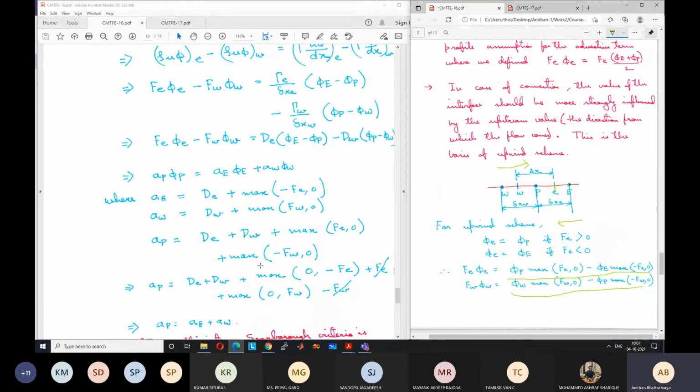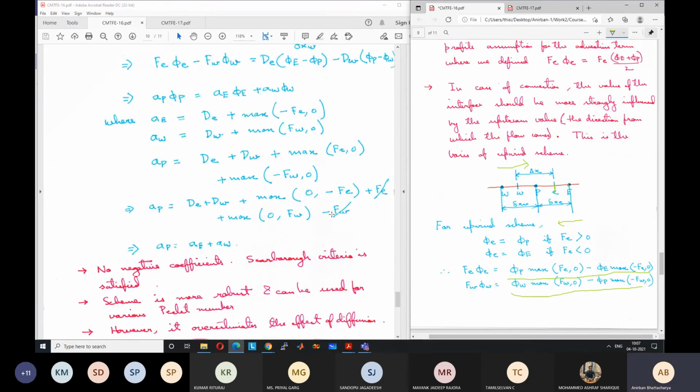This Ap can also be written in a slightly different way. So De plus Dw, this maximum of Fe, 0 can be broken down into two parts: maximum of 0, minus Fe plus Fe. If you add this Fe here, it will become maximum of Fe, 0. So we have broken this into two parts: 0, minus Fe and Fe plus Fe. Similarly, this maximum of minus Fw, 0 can be written as maximum of 0, Fw minus Fw. If you add this here, it will become minus Fw, 0.